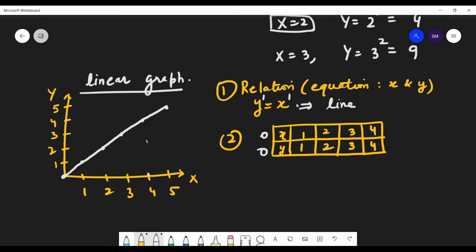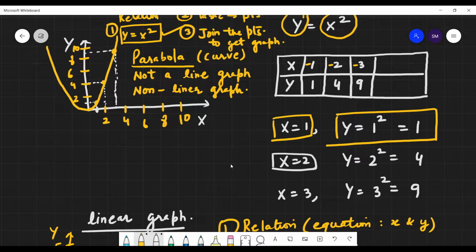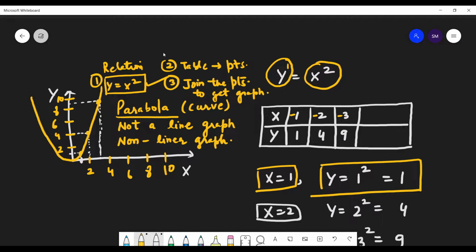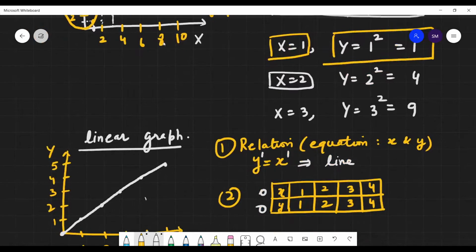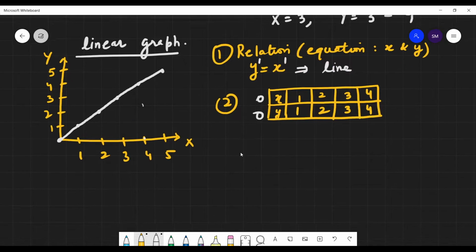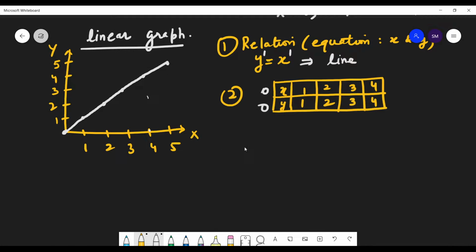And when any of the powers is greater than 1, the power can be 2, 3, or 4, then you get a non-linear graph. Non-linear means not a line, but you will get a curve. Like here, this special case y equals x square, a parabola. Okay, students, got it? Yes, sir. Okay. Now let us take one more example.